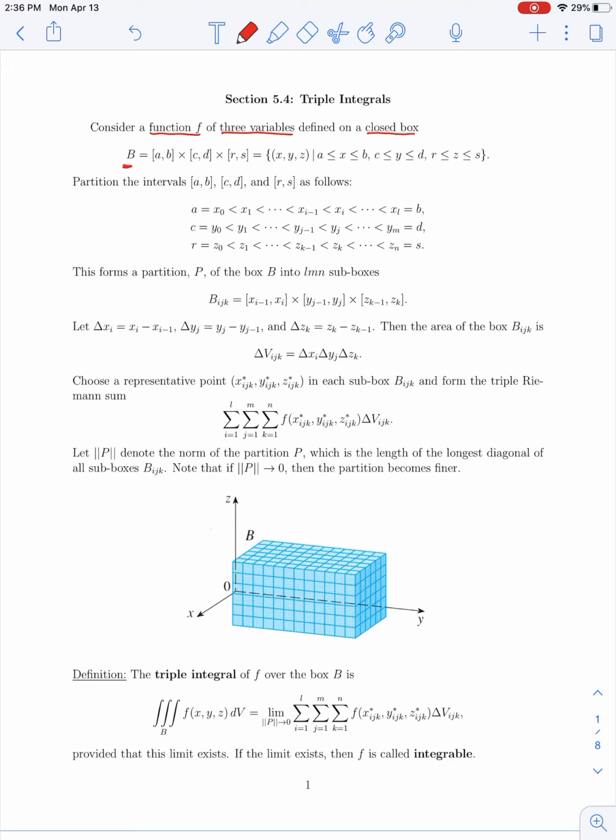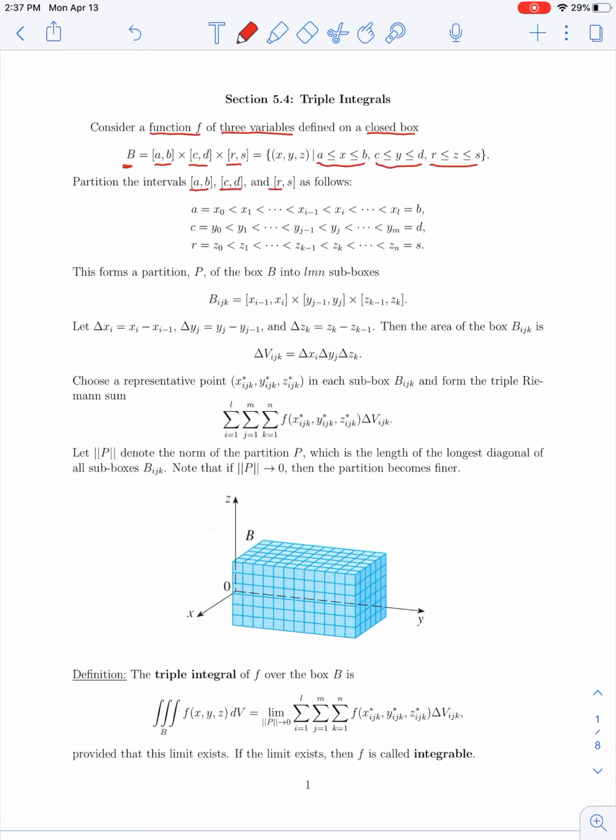It's defined as the Cartesian product of [a, b], [c, d], and [r, s]. What that means is it's the set of all points (x, y, z) in space such that x lies in the interval from a to b, y in the interval from c to d, and z in the interval from r to s.